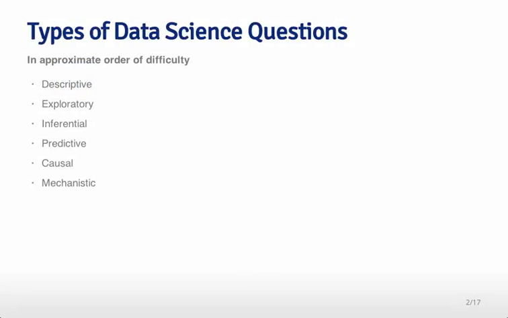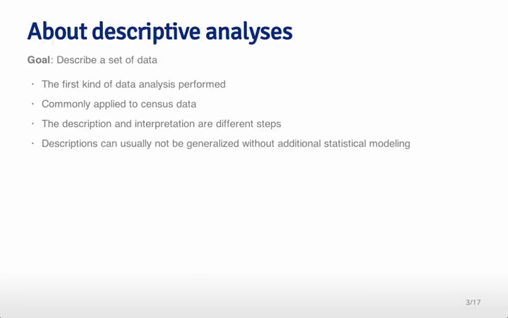There are a few different kinds of data science questions, and I've listed them here in their approximate order of difficulty of actually achieving the goal of that analysis. It starts with descriptive, and then it goes to exploratory, inferential, predictive, causal, and mechanistic. I'm going to talk about each of these types of analysis over the next couple of slides.